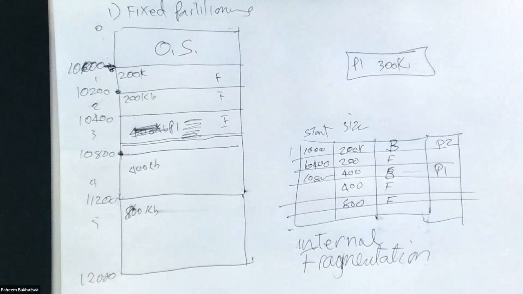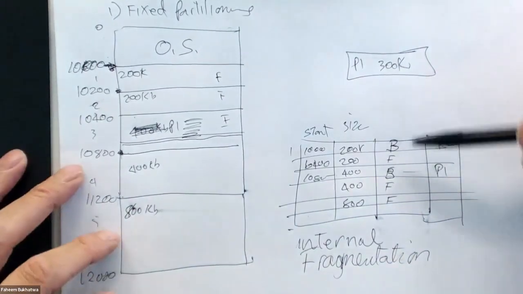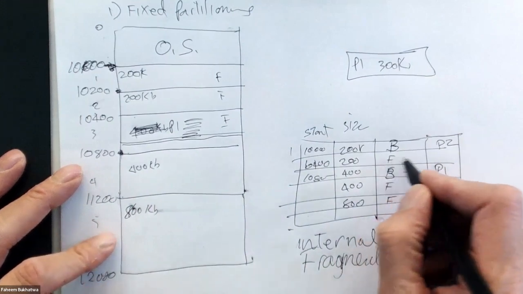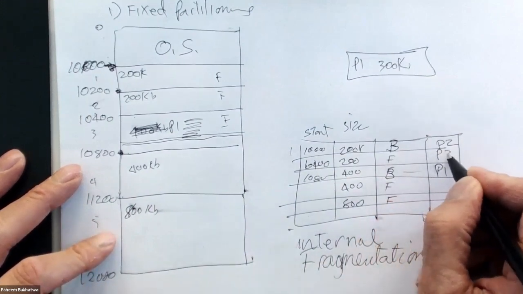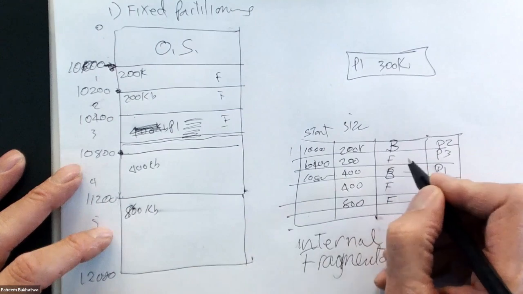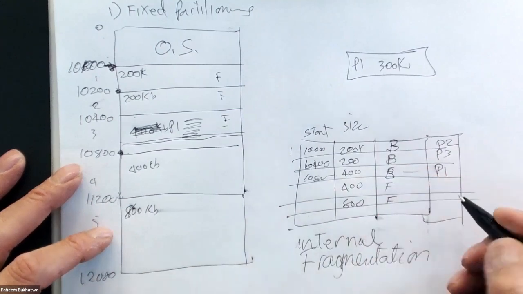Right. Another program comes in. Any program that comes in, we just go through the list. Let's say another program comes in, 180. So obviously we put it in partition number 2, right? So program number 3 goes in here. And now it's busy.